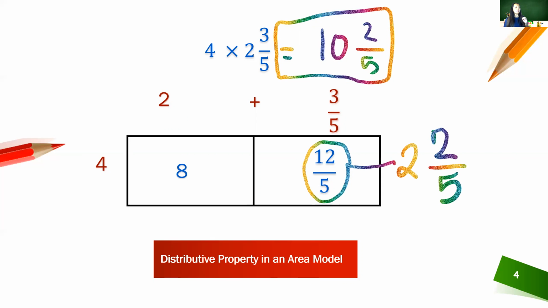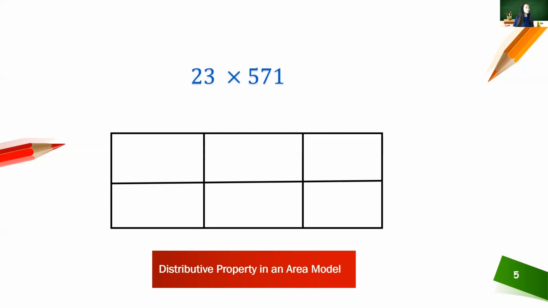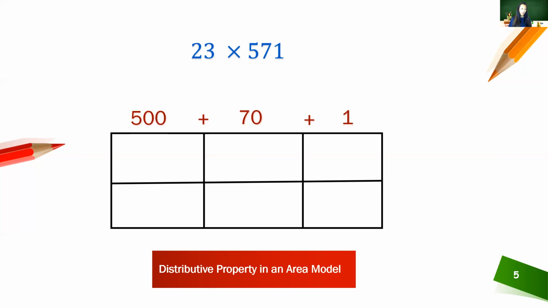Let's extend the area model here into this type of problem. That's a huge number, right? But no worries, we're going to break it down, and that's why this is helpful: it breaks the numbers down into smaller, friendlier units. Okay, so 571 is 500 plus 70 plus 1, and then 23 is 20 plus 3. So then we use the distributive property to multiply and find the area of each smaller rectangle, right?